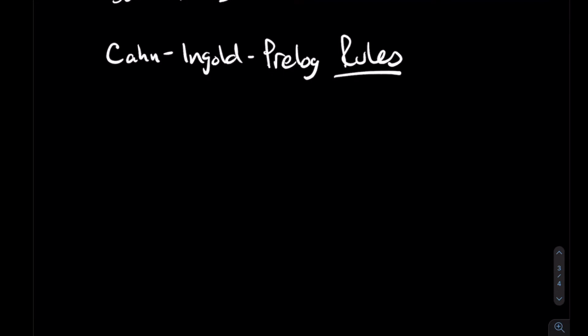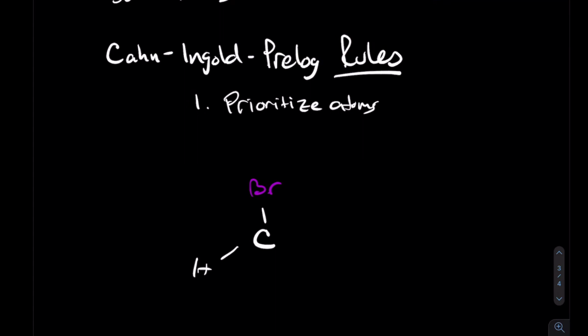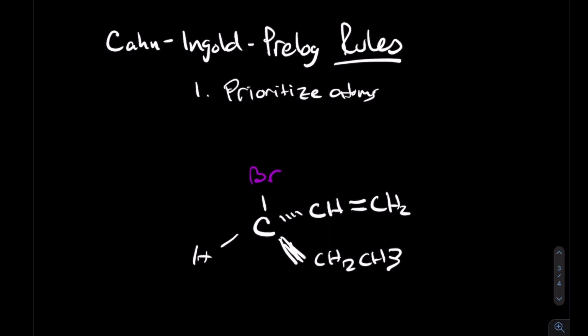So the first step in the Kahn-Ingold-Prelog rules is to prioritize atoms. All right. So obviously in a chiral center, you need to have something where everything is a different atom, and so there we go. That's going to be here. And we're going to have something go back here, and that will be a CH double bond CH2, and then this will be a CH2 CH3. Now this carbon has 4 different substituents, therefore it is going to be chiral.